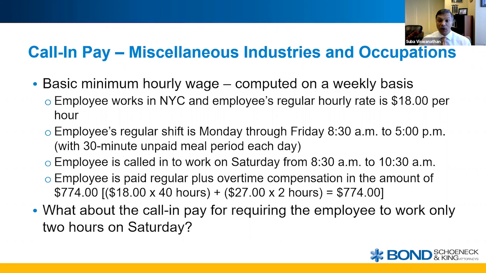The employee is called into work on Saturday from 8:30 a.m. to 10:30 a.m. The employee is paid the regular plus overtime compensation in the amount of $774 for the week. So we have the $18 for the first 40 hours, then time and a half, $27, times the 2 hours that they worked on Saturday, which is the $774. So what about the call-in pay for requiring the employee to work only 2 hours on Saturday? There are 2 hours that are missing. Next slide, please, Kathy.